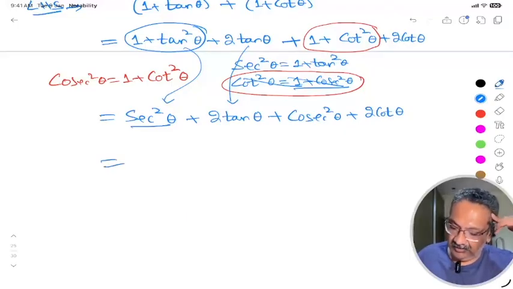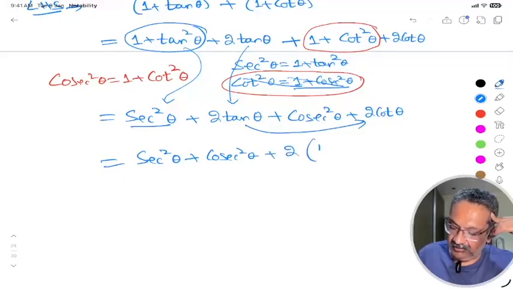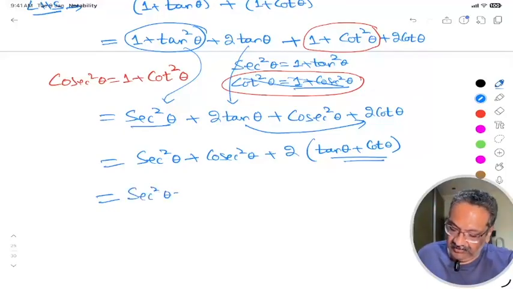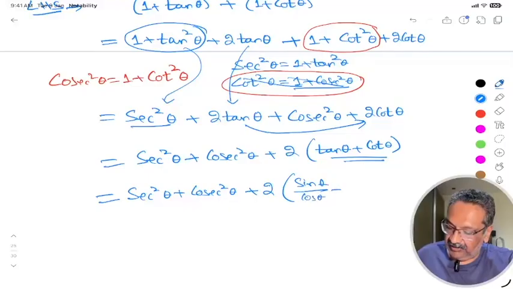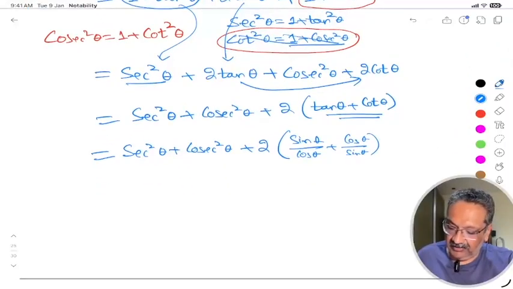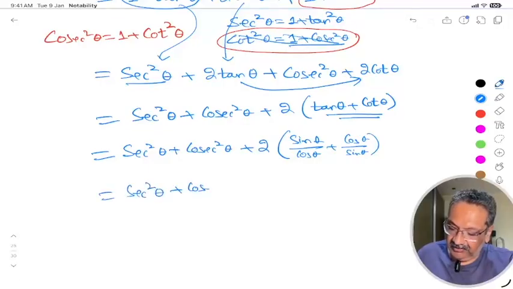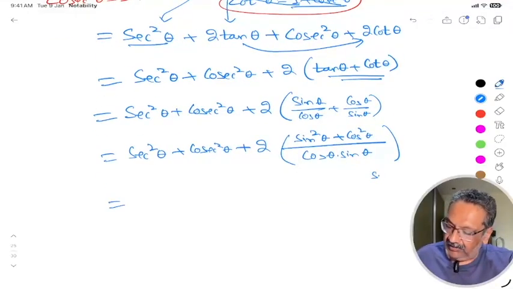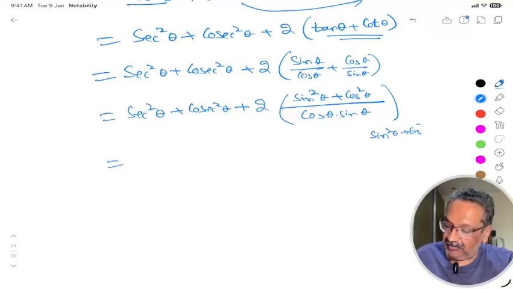This is equal to secant square theta plus cosecant square theta, and 2 is common in both, tan theta plus cot theta. We need secant and cosecant, so I will convert this portion into sin and cos. So this will be secant square theta plus cosecant square theta plus 2 times (sin theta by cos theta plus cos theta by sin theta). Taking the LCM, the denominator is cos theta into sin theta, and the numerator becomes sin square theta plus cos square theta. We know that sin square theta plus cos square theta is equal to 1.